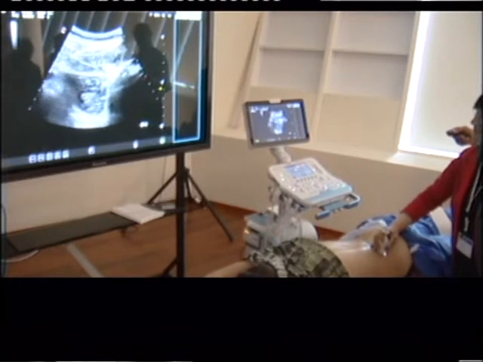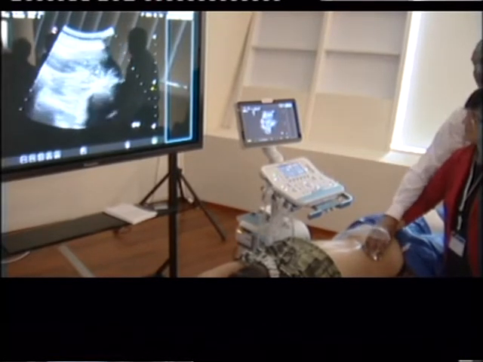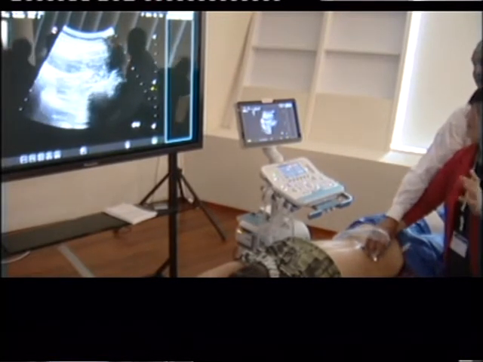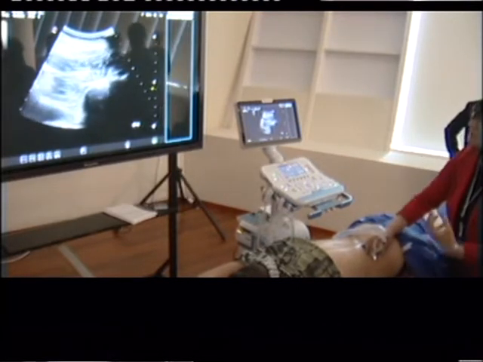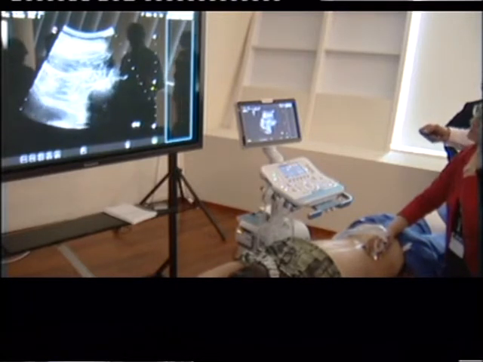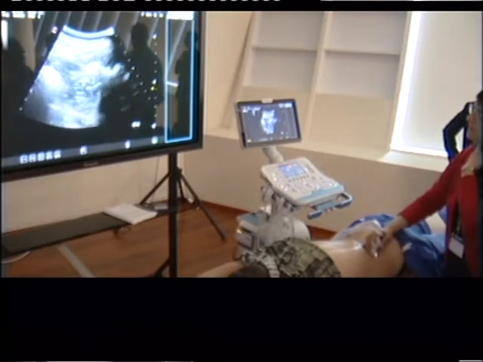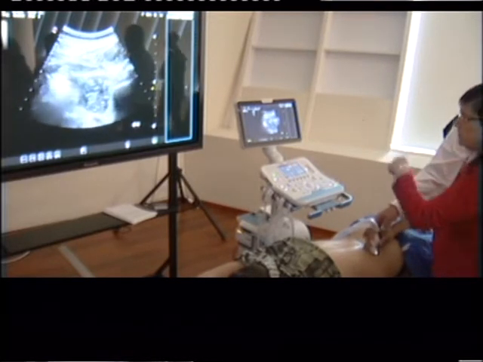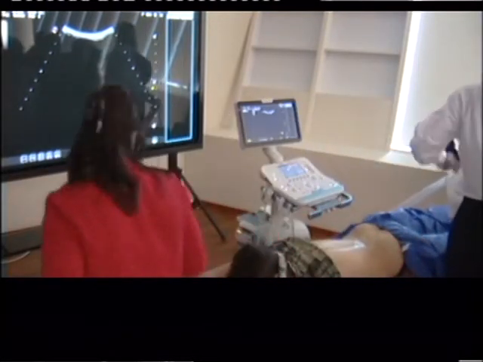Psoas, quadratus lumborum, erector spinae. So the only thing I do is more angle, more angle. And then you can see the bone and the muscle, all three muscles, and the lumbar plexus. Okay, all right, good. Okay, let's come back.